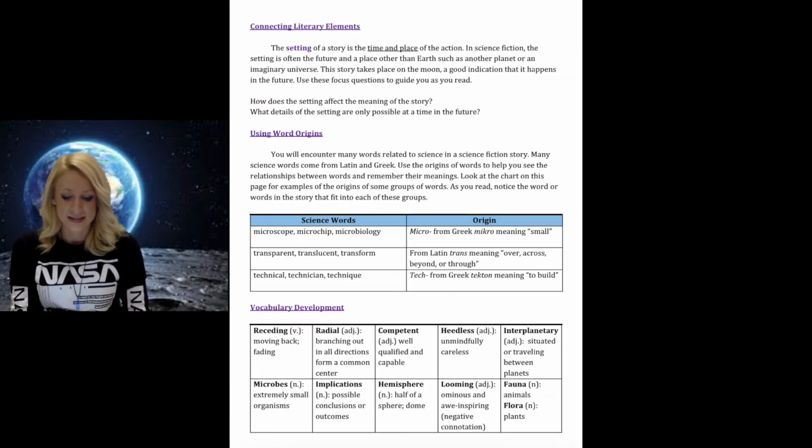Page 2, connecting literary elements. The setting of a story is the time and place of the action. In science fiction, the setting is often the future, and a place other than Earth, such as another planet or an imaginary universe. This story takes place on the moon, a good indication that it happens in the future. Use these focus questions to guide you as you read. How does the setting affect the meaning of the story? What details of the setting are only possible at a time in the future?